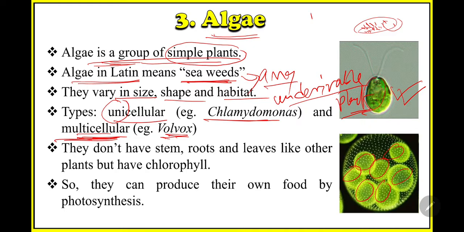They don't have stem, roots and leaves like other plants, but have chlorophyll. See, here I told you these are simple plants. What do plants do? Plants produce their own food. We all know how they produce it, by the process of photosynthesis. Now, in photosynthesis, what is there? Plants take water from soil, then chlorophyll is there in the leaf, then sunlight, then CO2.